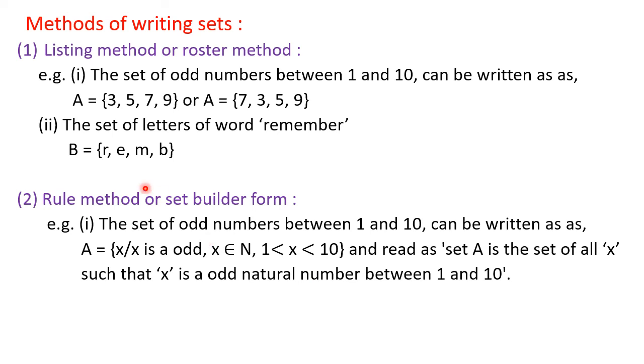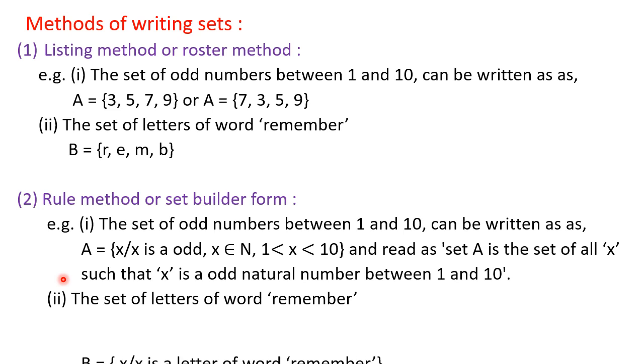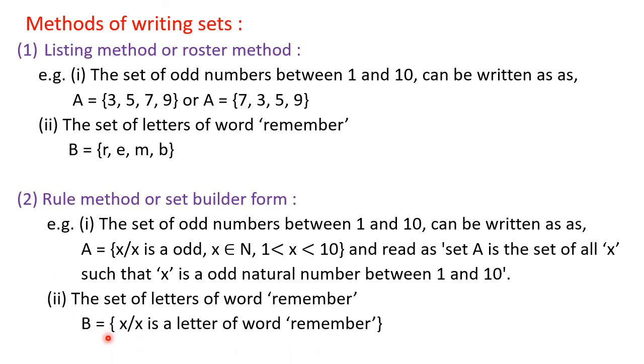Okay. Now let us see the second example here. The same set we are going to write using the set builder form or rule method. So once again, you know that we have to take a capital letter, then equal to sign, curly bracket, and then write x as a general element. Then the slash stands for such that, and then you have to write down the property. Now here there is only one property, that x is a letter of the word, remember.